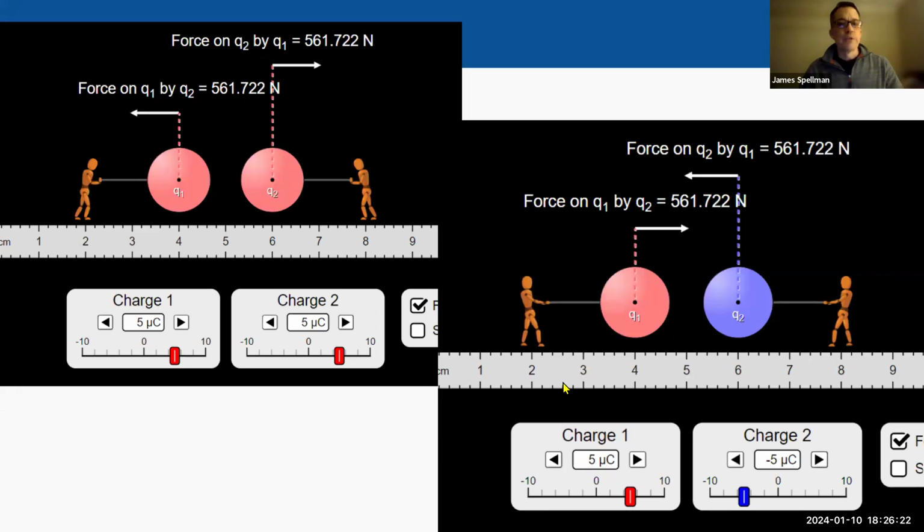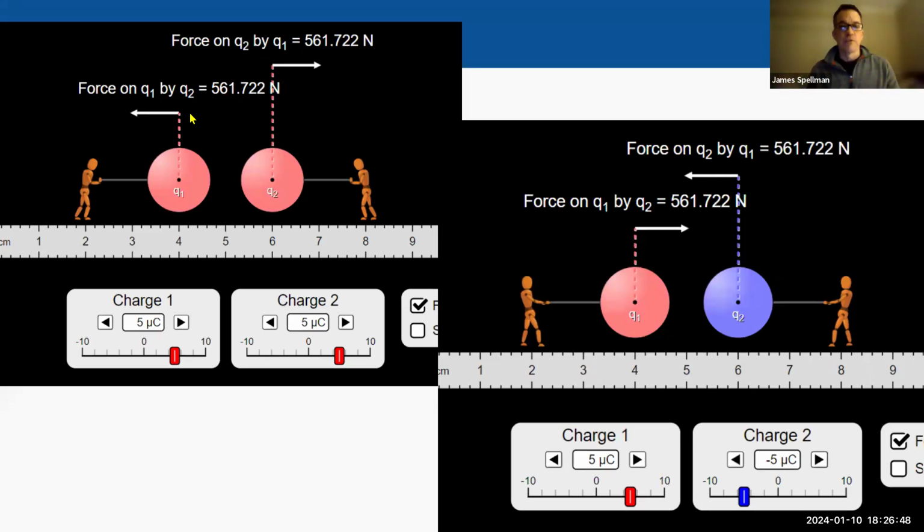The one thing that was a little bit different for this, and if you can quickly look at this and see the difference, the only difference I made here between the left picture and the right picture was in the left picture, the charge 2 is 5, and in the second picture, charge 2 is -5. So I flipped one of them around to be negative. So in the left-hand picture, both charges are positive, and what you see in the picture is that you have arrows pointing apart from each other.